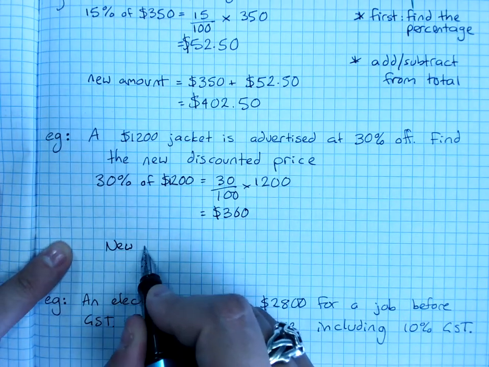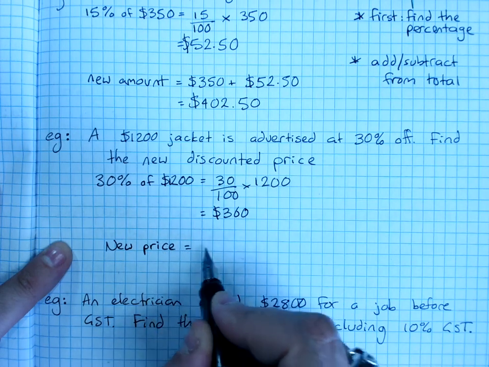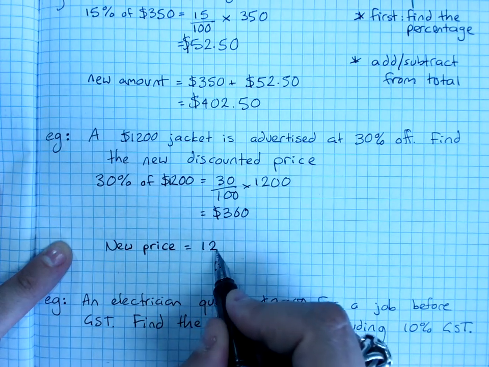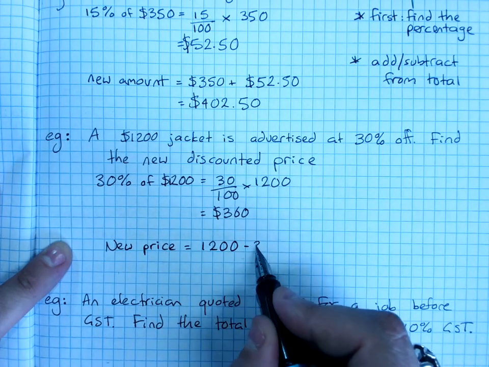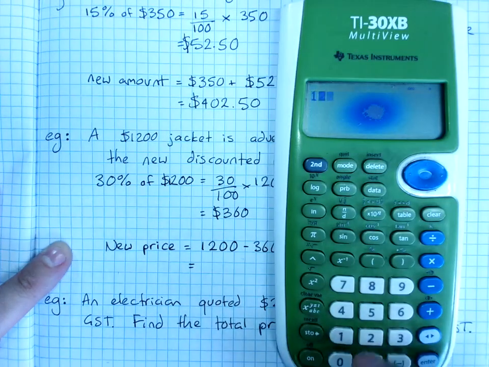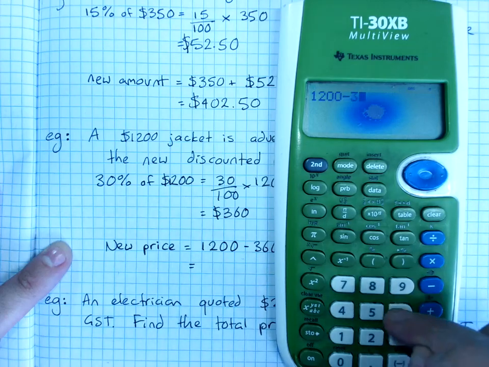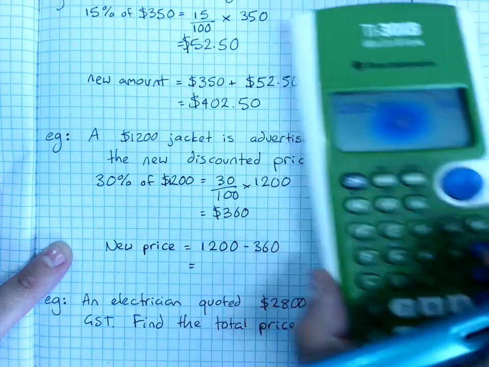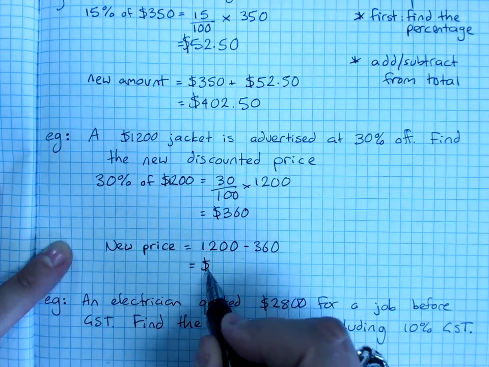So we say that the new price is the original amount, $1,200, minus the discount reduction, and we can use our calculator for that if we want. 1,200 minus 360, that would come down to 840.